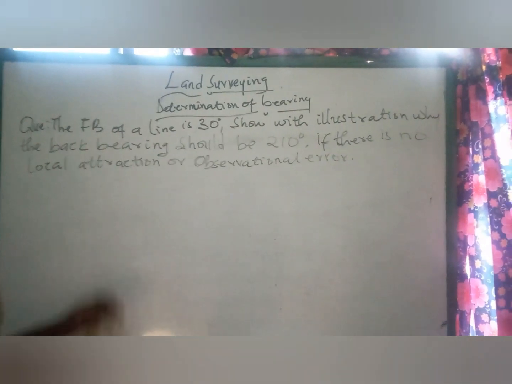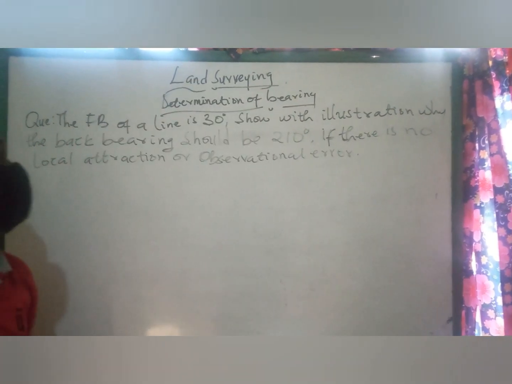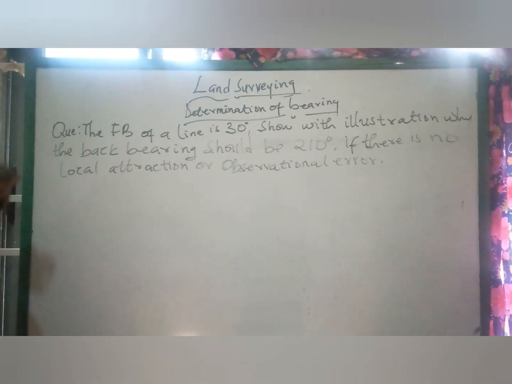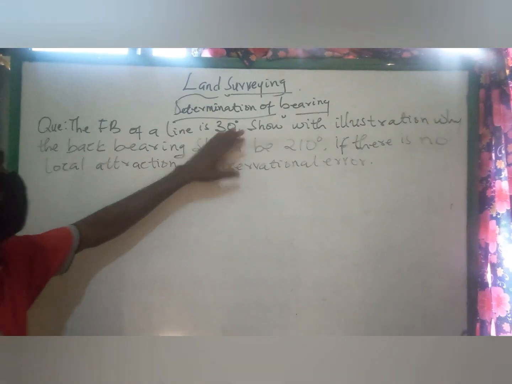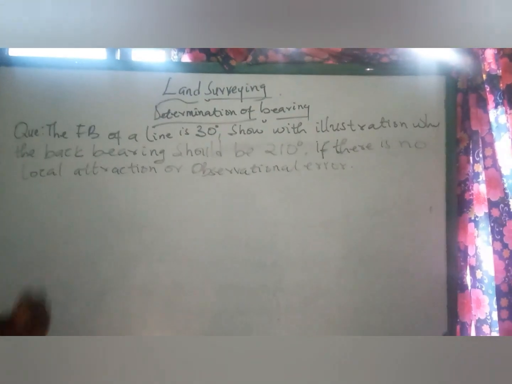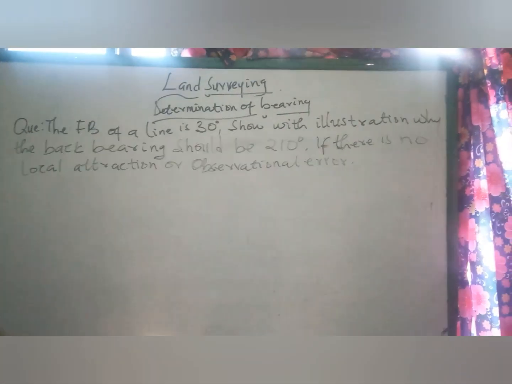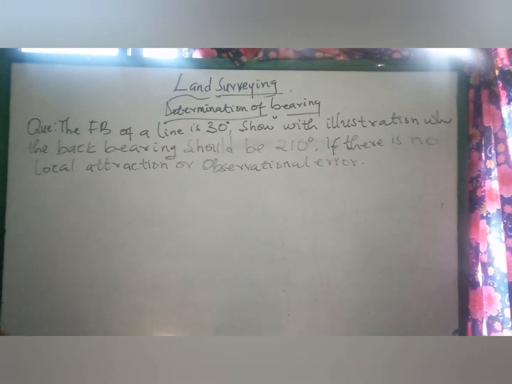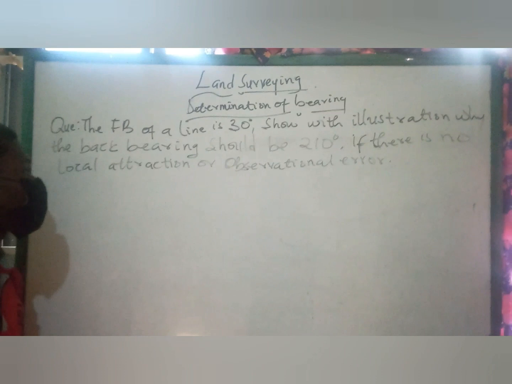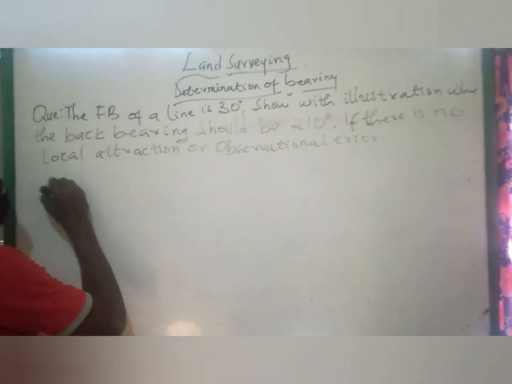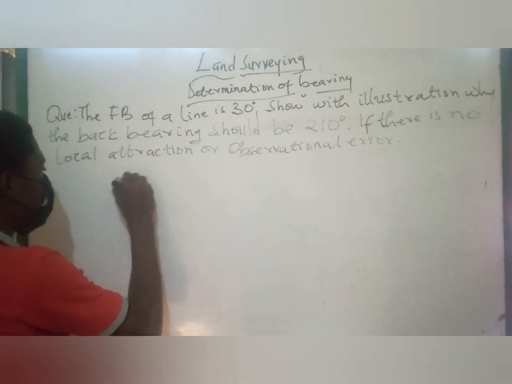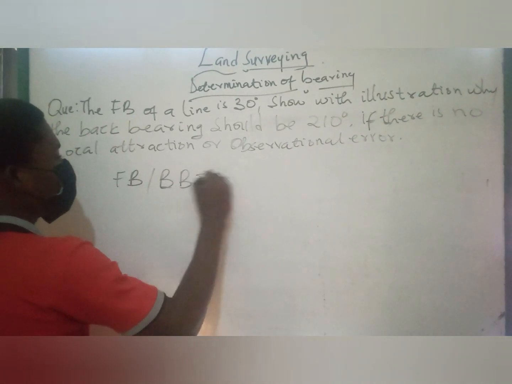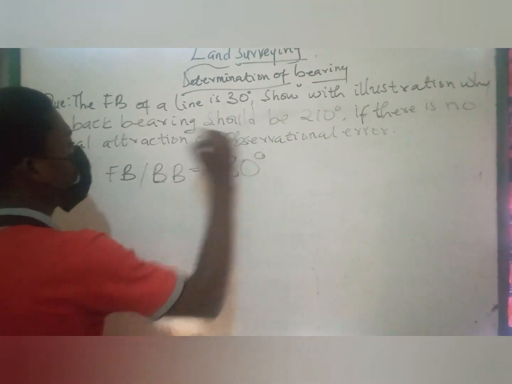So moving on, we are going to look at determination of variancy. Let's take it as if you have a question such that the forward bearing of a line is 30 degrees. Show by illustration why the back bearing should be 210 degrees, if there is no local attraction or observational error. Perfect. Now mathematically, the difference between the forward bearing and the back bearing should be 180 degrees.